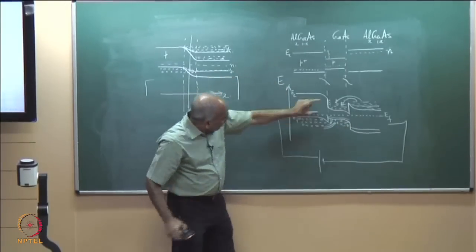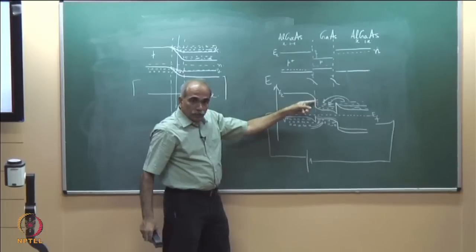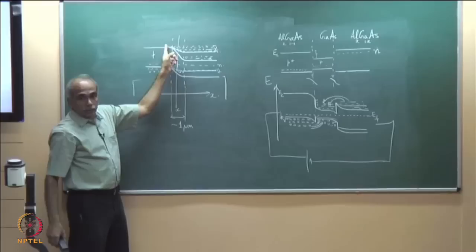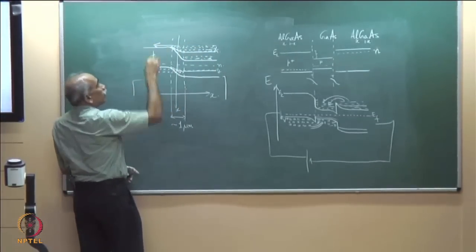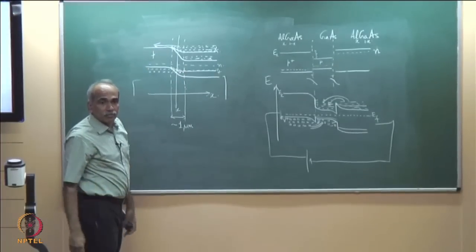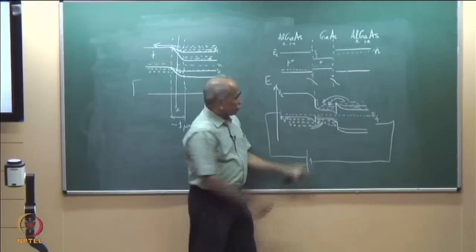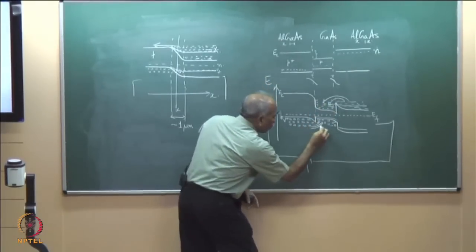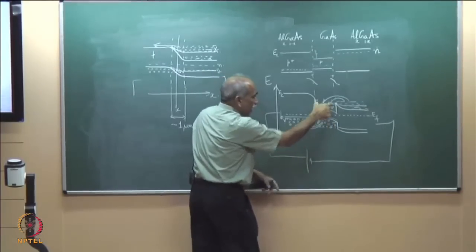However, because of the discontinuity here, there is a barrier for electrons. Here there is no discontinuity. This is continuous. There is no barrier. If you forward bias faster, then the electrons will go over here and the current would be so high that the PN junction will break down. But in this case, there is a barrier here. Therefore, the electrons are confined to this region and holes are confined to this region.